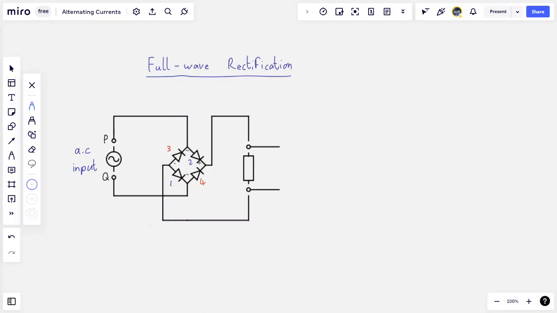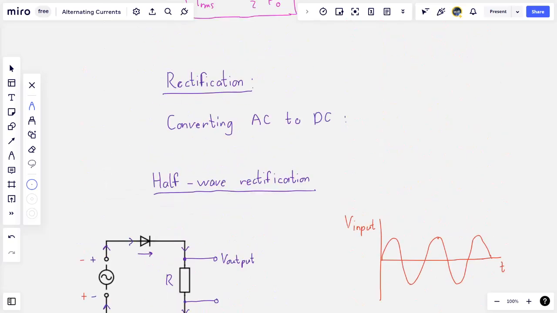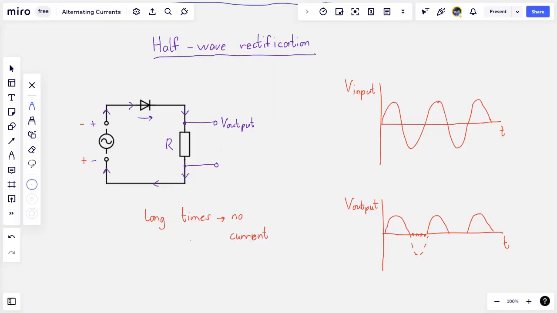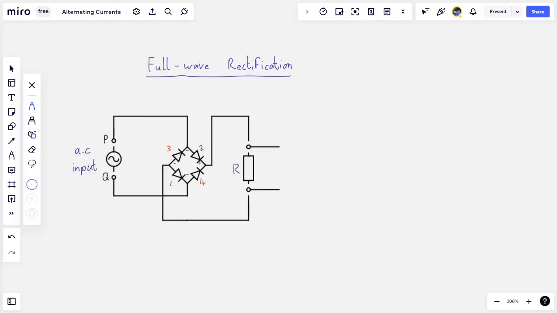I have an AC input. I have 4 diodes instead of 1. I've labeled them as well, also labeled them with different colors. Now this is not to be fancy, but there's a specific purpose that will become known soon. And I also have a resistor, R, and some output voltage across the resistor. Now what is happening here? Remember, my goal, if we scroll back up, was to convert AC to DC. And so with this rectifier, half-wave rectification was fine, but not great. Full-wave rectification hopes to mend this problem.